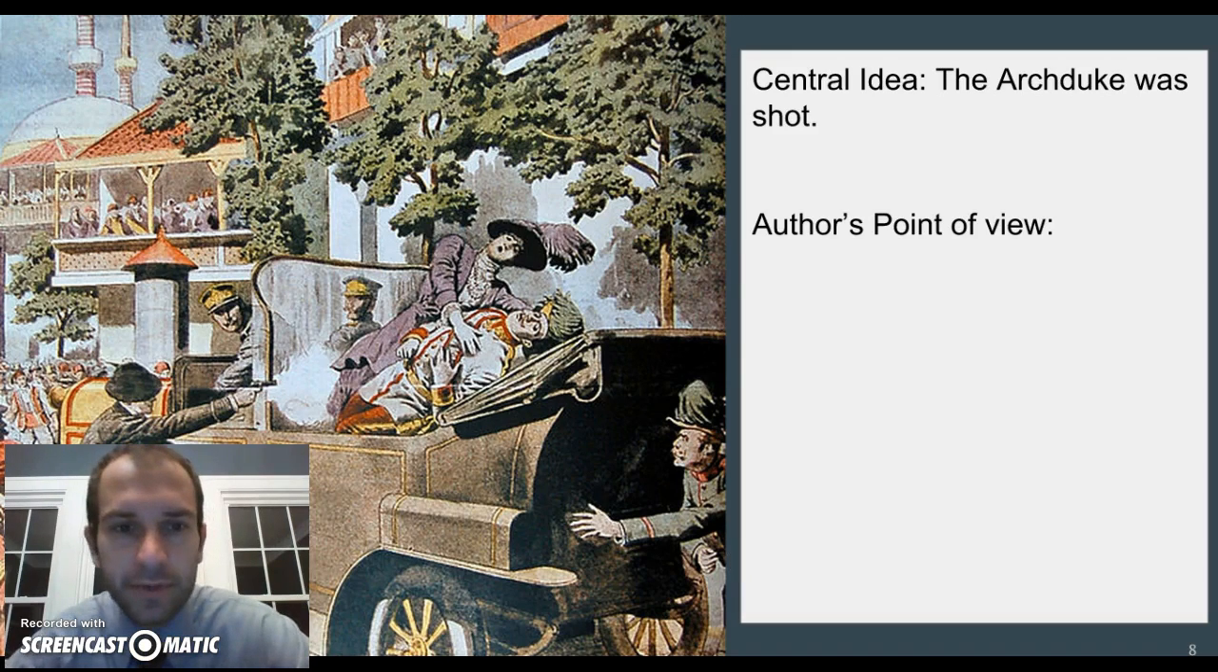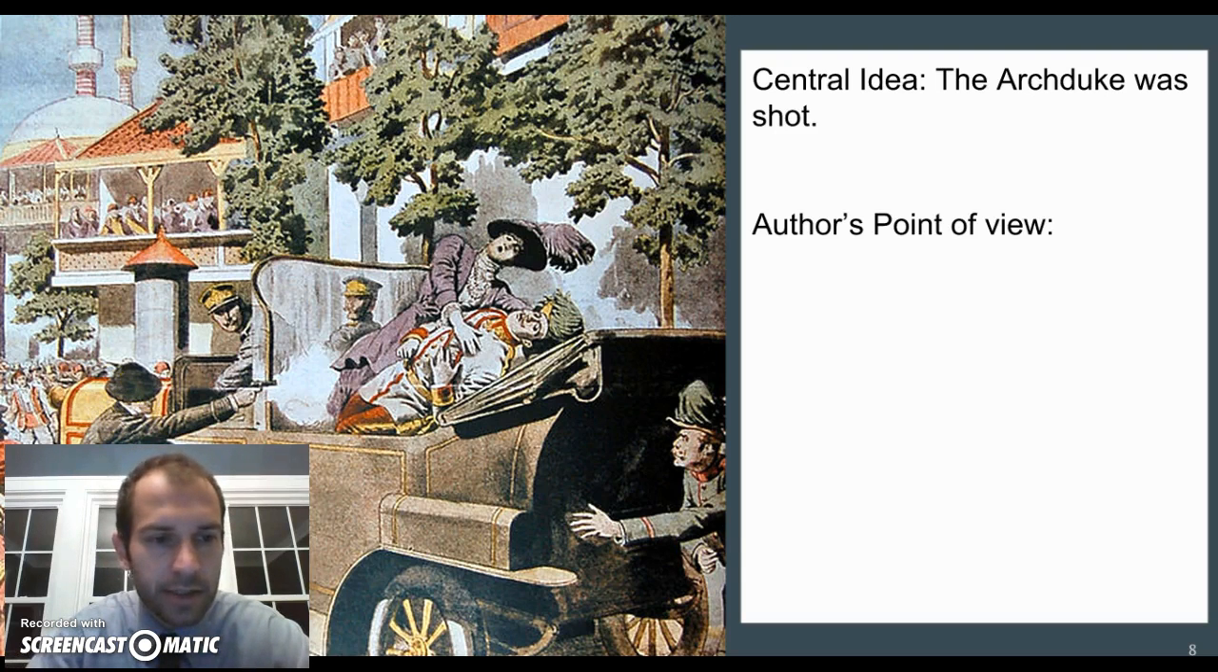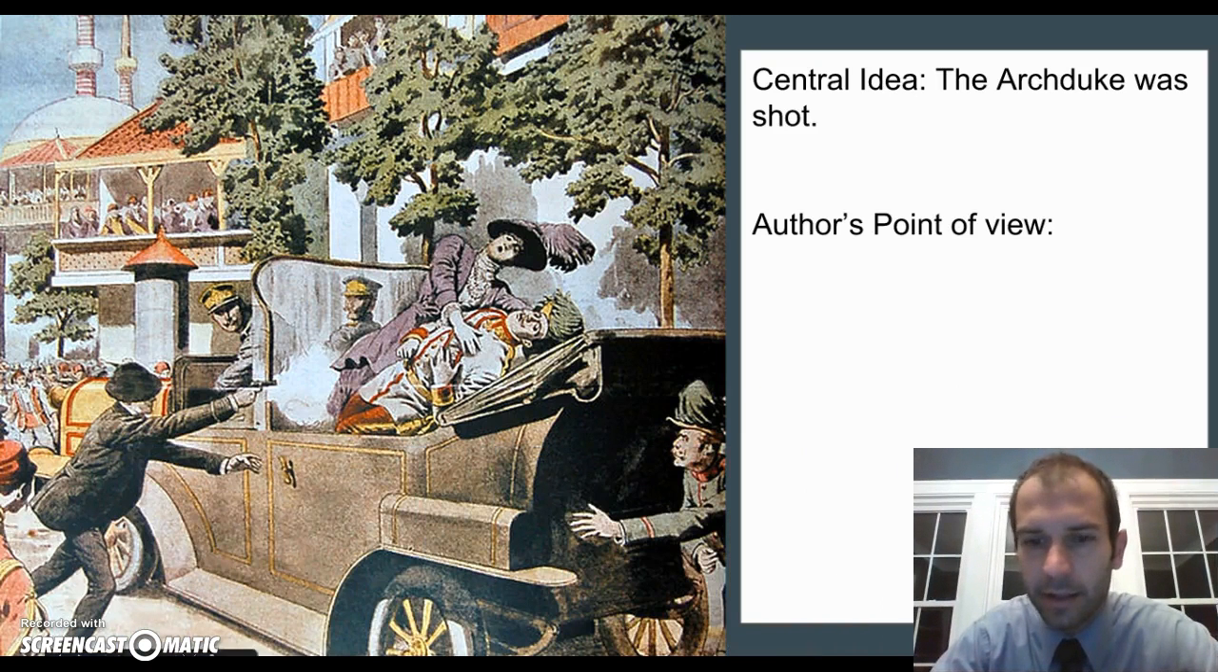All right, I'm not going to give you this one. I'll just give you some hints on how to look at it. I'd say the central idea is just that the Archduke was shot. So first think about, what does the author think about that horrible tragedy? Do they think it's a good thing? Do they think it's a bad thing? So look at how these people are drawn. Would this person be happy that the Archduke was shot or sad? That might give you a good idea, and then look at some of the colors and different things they use and people's faces, and it'll give you an idea about if this person agrees with the assassination.